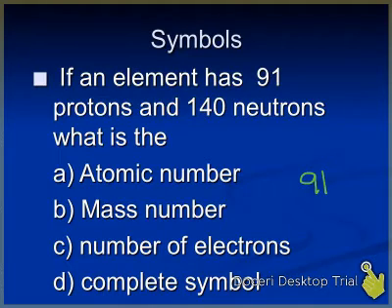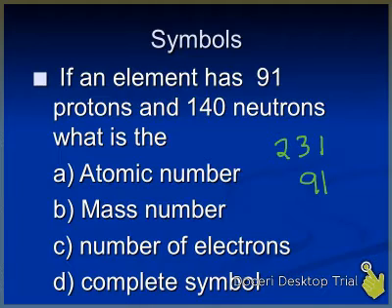Okay, it then says that we have 140 neutrons. Is that my other number? No. What goes on top of my atomic number? My mass number. So my mass number is what plus what? Protons plus neutrons. So if you take 91 plus 140, you get 231.